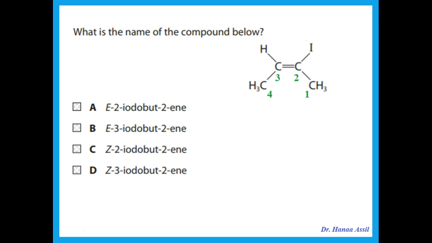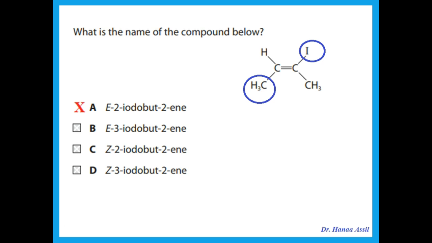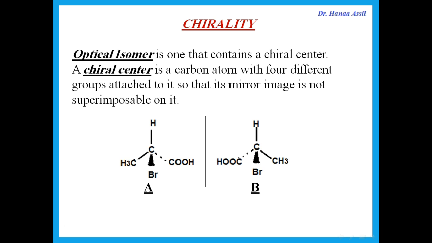Now, is it an E or a Z? Well, if you have the groups that are larger molecular mass on opposite ends of the double bond, that is a trans or an E. So that's the name of that compound. It's an E-2-iodo-bute-2-ene. Now, what is chirality?